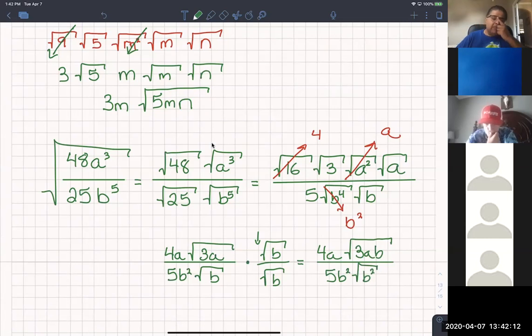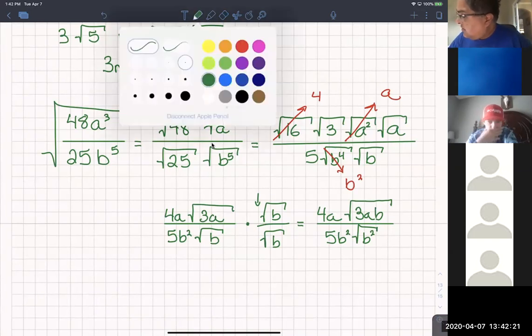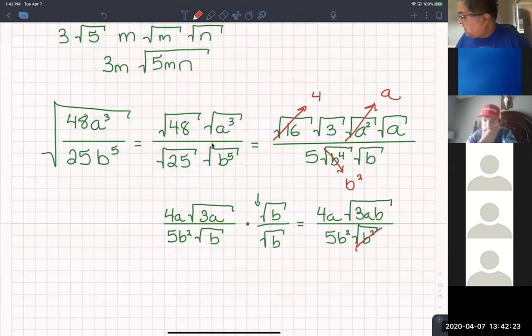Okay. Now, what happens with my square root of b squared? It just turns to b. That was the purpose of me doing that. So the radical goes away. Okay, so what's b squared times b? It'll be 5b to the cube. All right.